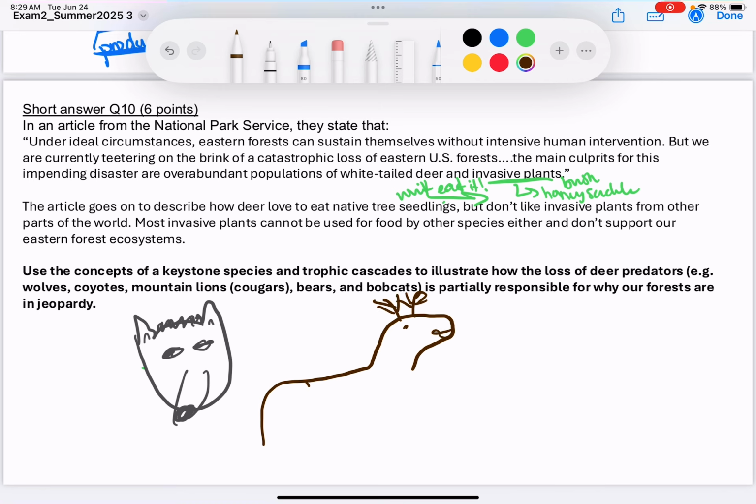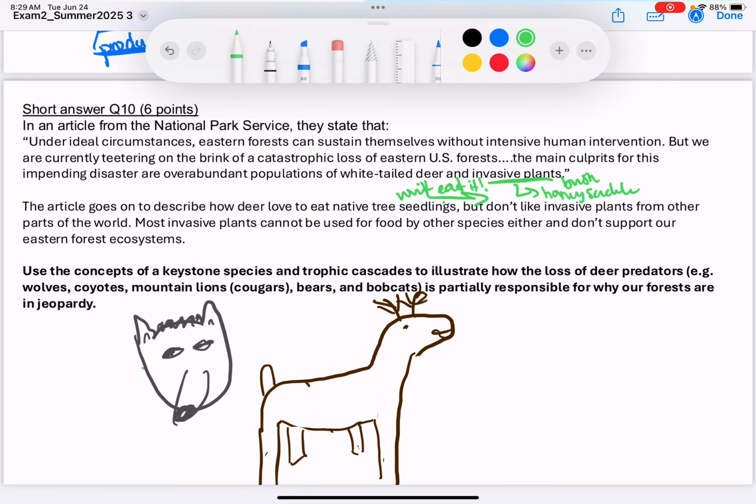This is a deer. And it's a white-tailed deer. Okay, that does not look like a deer at all. That's all right. So maybe it just needs longer legs. Maybe that will help. Here's my deer, with as long of legs as I can give it.